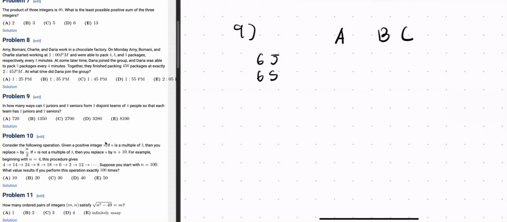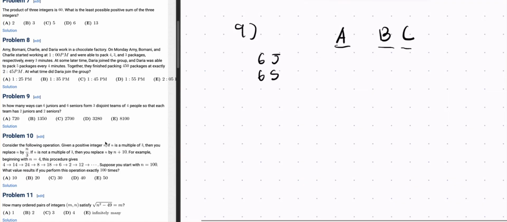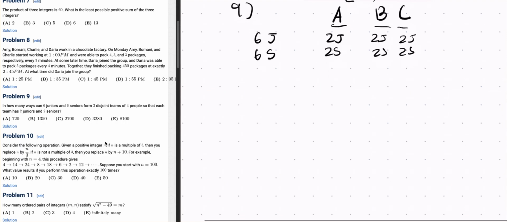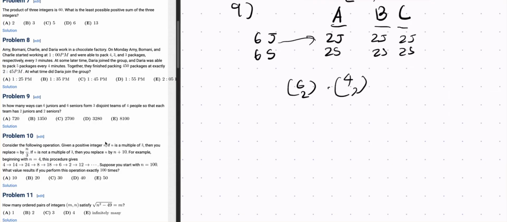Although they don't necessarily need to be called A, B, and C. If we swap them around, it's completely fine. So 3 disjoint teams of 4 people such that you have 2 junior, 2 senior, 2 junior, 2 senior, 2 junior, 2 senior. Okay, so there's going to be 6 choose 2 ways to choose a junior, times 4 choose 2 to choose the next junior, times 2 choose 2 to choose the last junior, and similarly it's the same thing for the seniors. So this gives us 15 times 6 times 1, which is 90 squared, which is 8100.